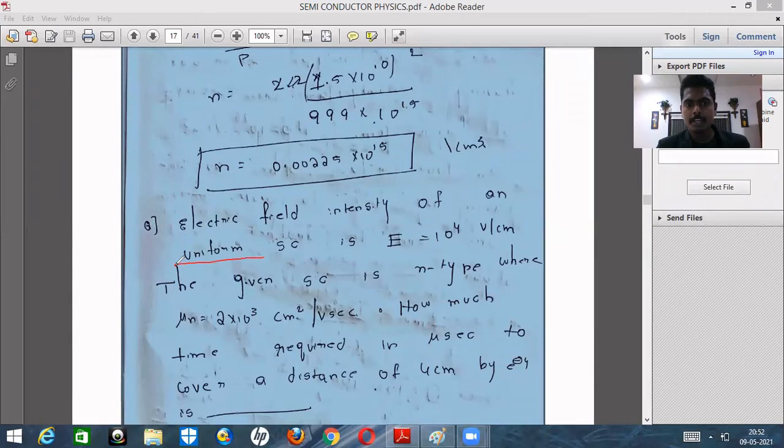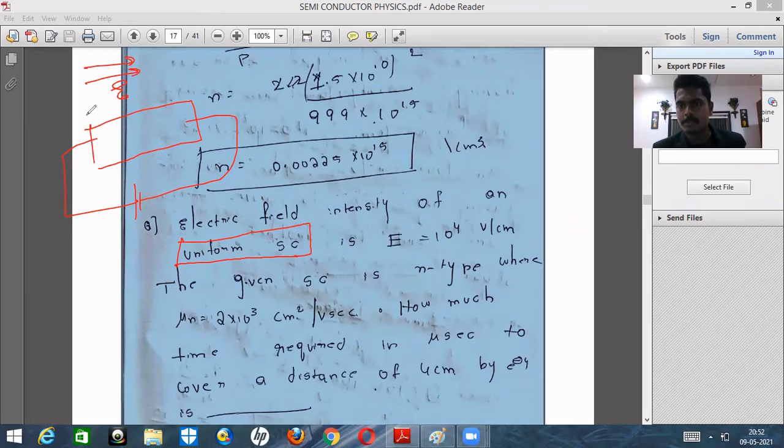If a uniform semiconductor is given, this point is very, very important. So what is meant by a uniform semiconductor? Let us consider this is nothing but a semiconductor slab. Let us suppose we have applied some potential over here, so automatically the electric field will be developed from positive to negative, obviously, right? So what is meant by this uniform semiconductor? It means that the doping concentration is uniform overall in the semiconductor.